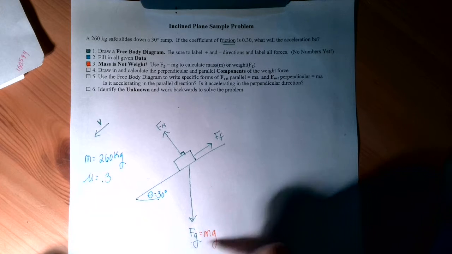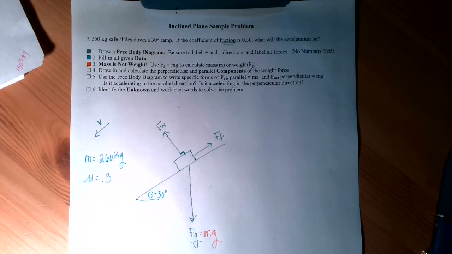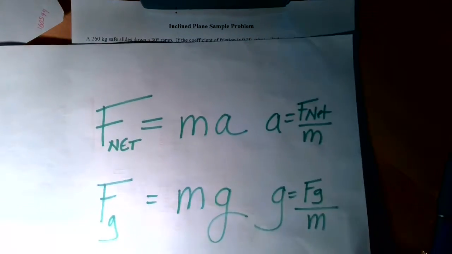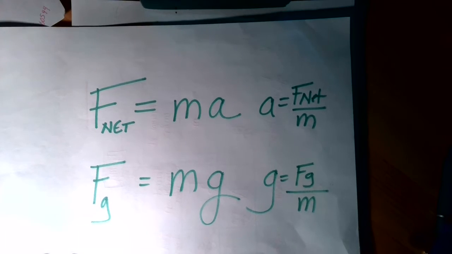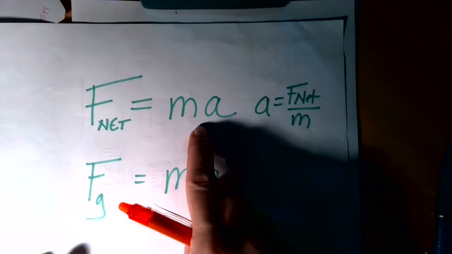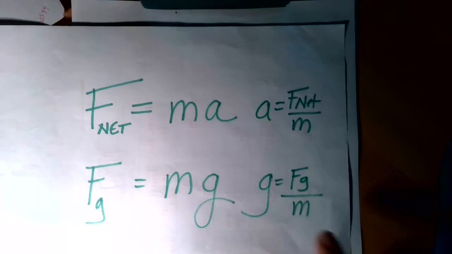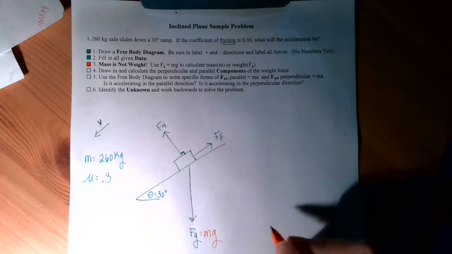Okay. So remember, this formula is also on your reference tables about midway down, and it's written in a funny way. Just like F net equals ma is written this way, F sub G equals mg is written this way. Okay, so let's go ahead and calculate that.